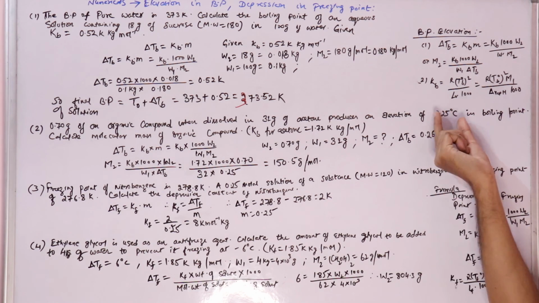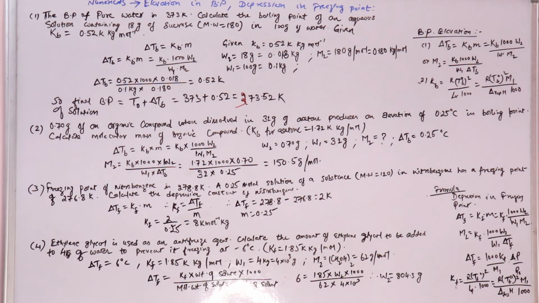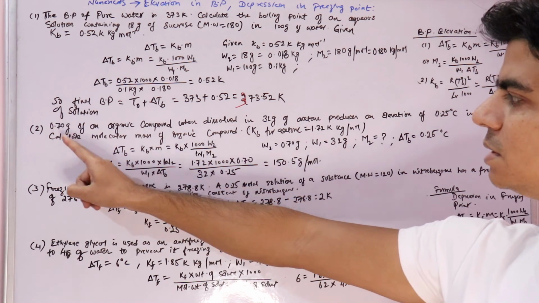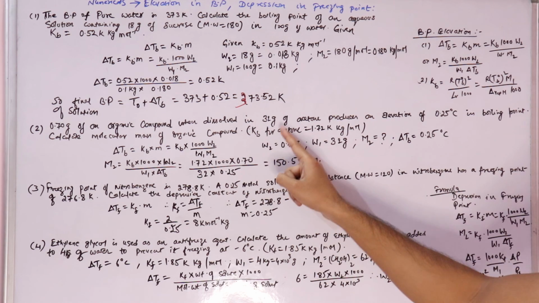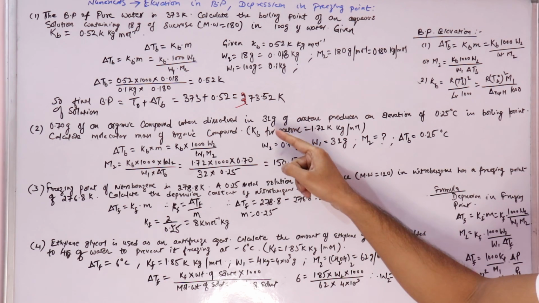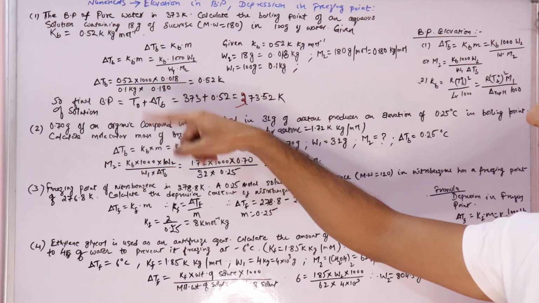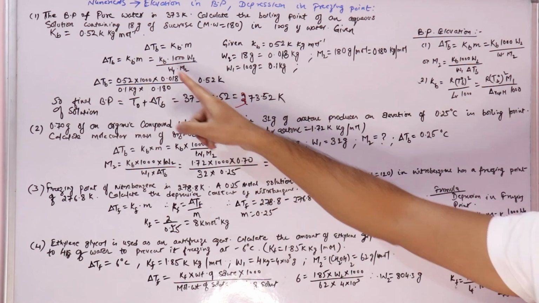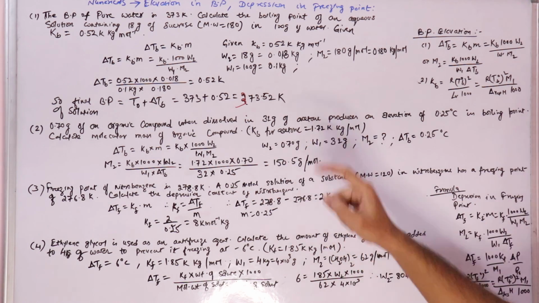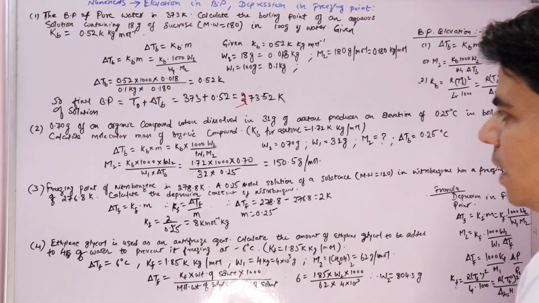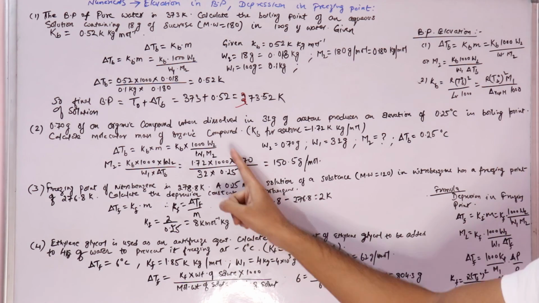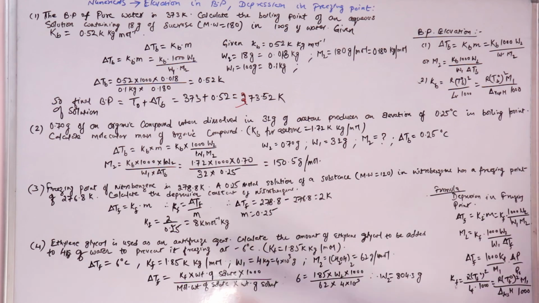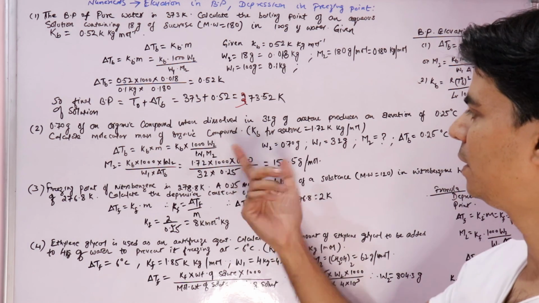So here the elevation is 0.25, that is delta Tb. And this is W2, and this is the weight of solvent, which is W1 in this relation. And we have the value of Kb for acetone. And the molecular weight we need to calculate. It says to calculate the molecular weight of the organic compound, which we can easily calculate, and W1 and W2 are given.